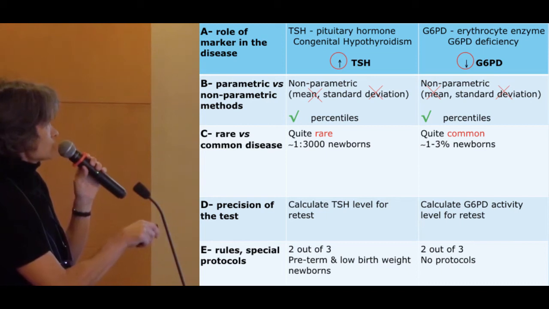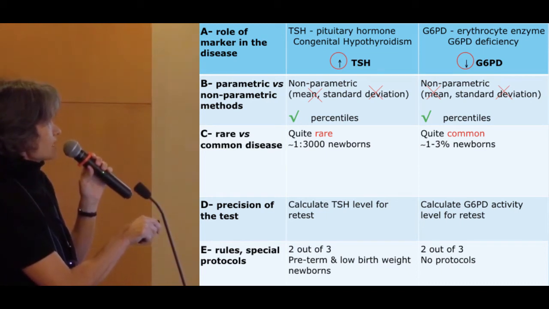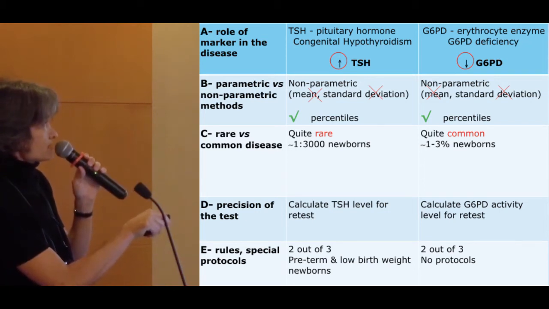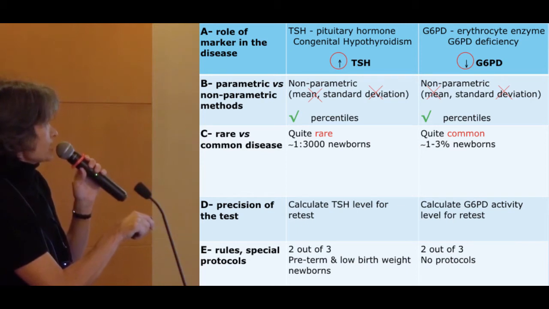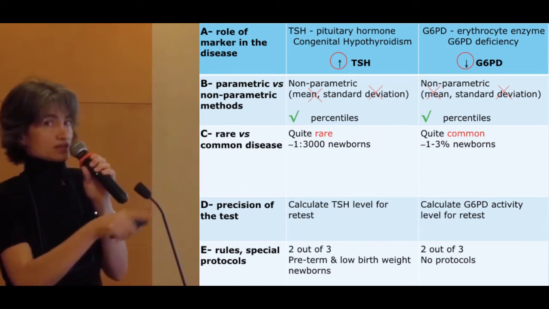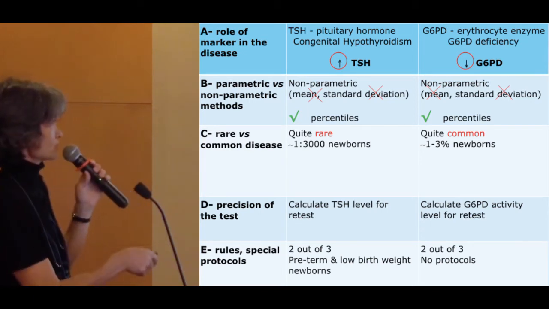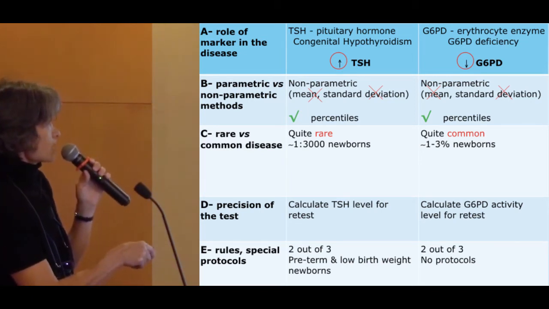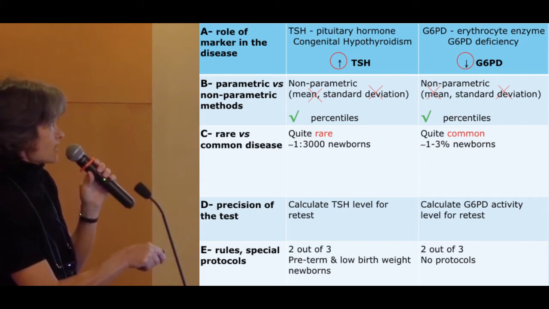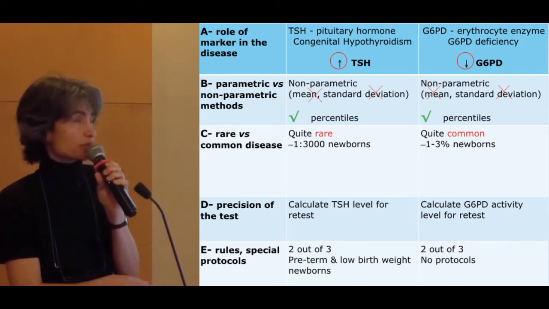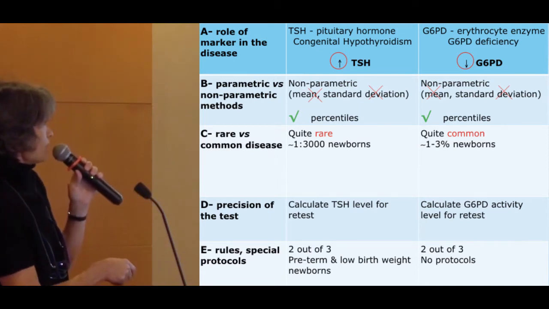The TSH is a hallmark of the disease in the higher range, whereas the G6PD is in the lower range. They both display a known non-parametric, asymmetrical distribution among the general population. So we will talk about percentiles and forget about standard deviation and parametric statistics like that.